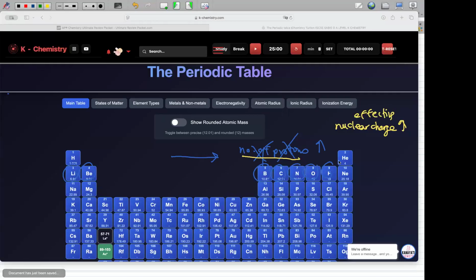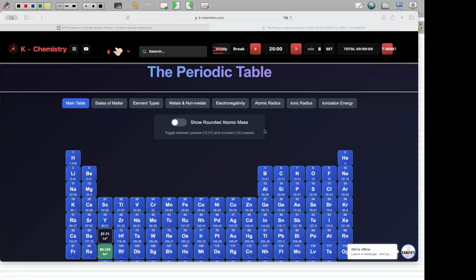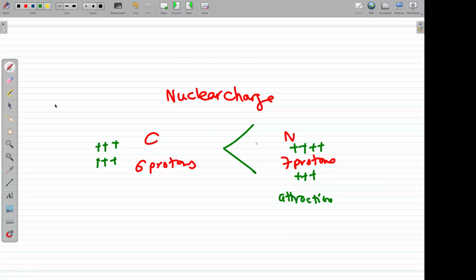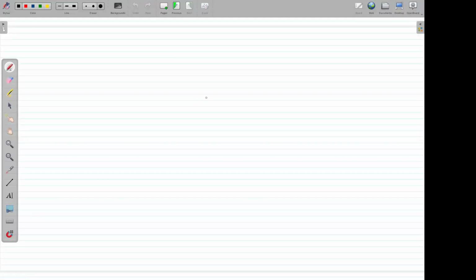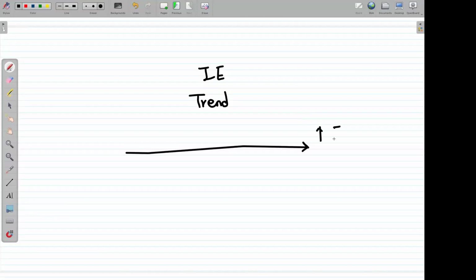The more you go to the right, the number of protons will increase. The attraction between the nucleus and the electron increases. So it becomes more difficult for the electron to be removed. That's why the ionization energy increases. So the summary of the trend of the ionization energy: when you go from left to right, the ionization energy increases. And when you go down, the ionization energy decreases.